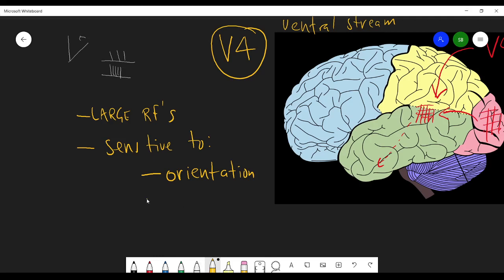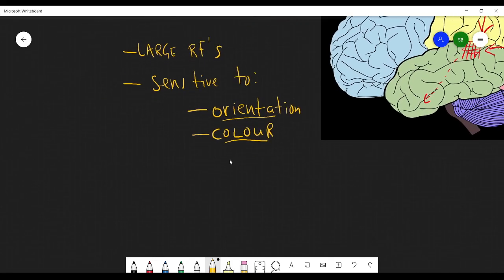Notice that I say here colour and not wavelength. Colour is different from wavelength. Wavelength is a physical property. Colour is much more to do with our perception of the qualities of an object. So these things together suggest that V4 is working out one of the first steps in shape and colour perception.